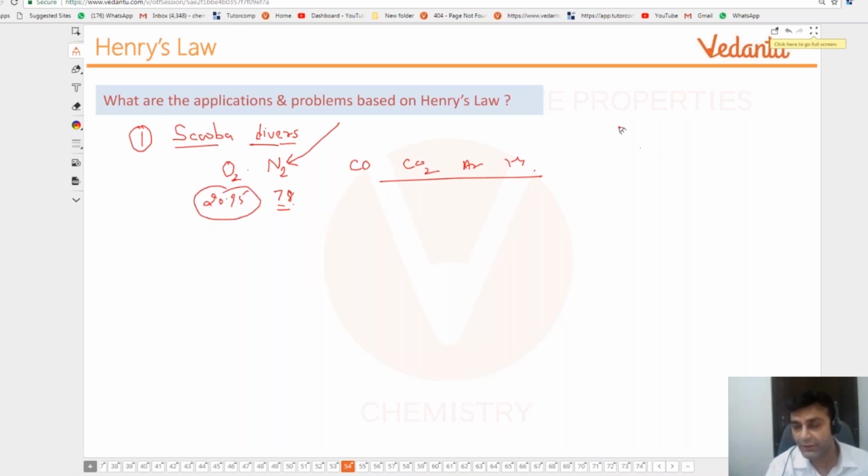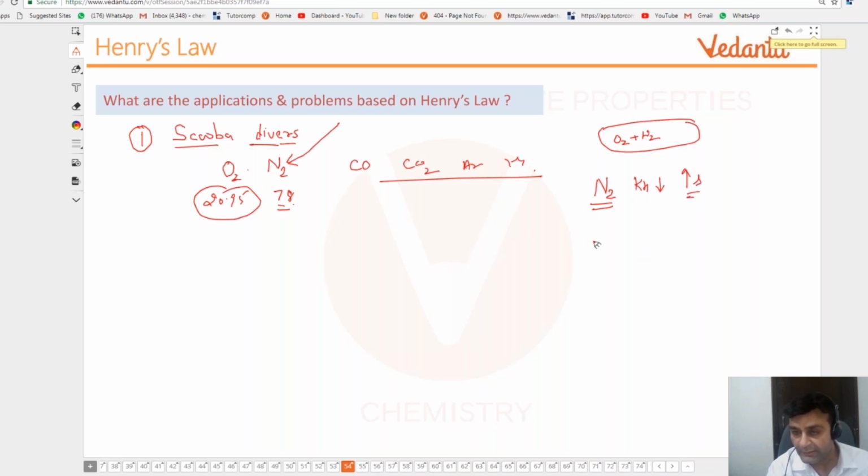So the scuba diver, that cylinder that the scuba diver is taking inside the sea, what should that respiratory gas contain? You tell me, which gases should I fill in the cylinder of the scuba diver? Oxygen plus nitrogen. Very good. But now, this mole fraction, if I talk about the oxygen nitrogen, its KH value is very, very less. So it has a high solubility.